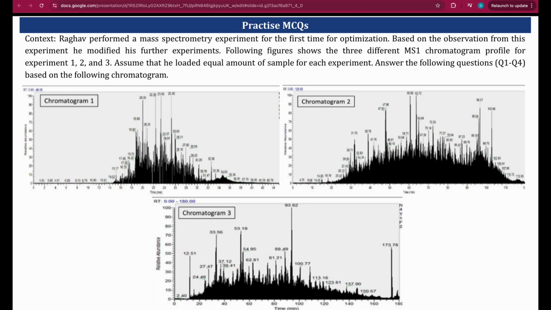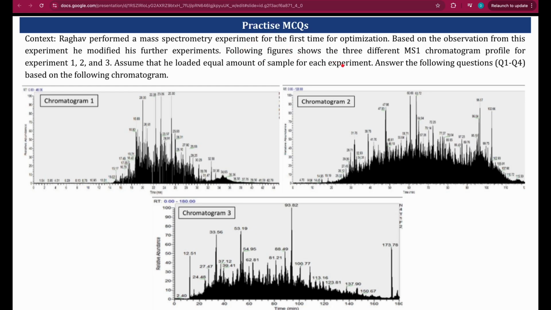Now we will quickly practice a few MCQs which will help you to solve your assignments. So the first question is that there is a Raghav who has performed a mass spectrometry experiment for the first time for optimization, and based on his observations from this experiment he modified his further experiments. So these are the initial experiments which he has run, and now he wants to modify them, deciding which one is better, so he'll accordingly proceed with that particular method.